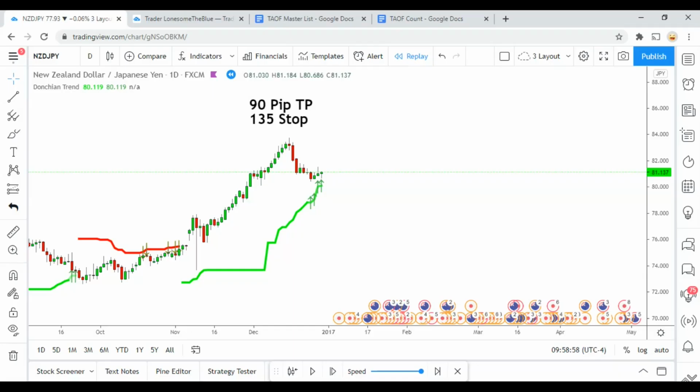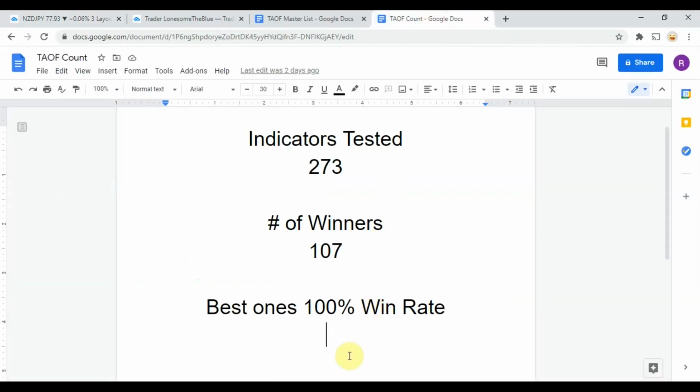Alright, as I said, today we will be testing the Donchian trend indicator. Before we do though, I wanted to put the indicator scoreboard up for everyone to see. So to date, we have tested 273 indicators, and out of those 273 indicators, 107 of them have been winners, which means that they have met or exceeded the 60% win-loss ratio threshold that we have set for them. The best ones so far were able to achieve a 100% win rate.